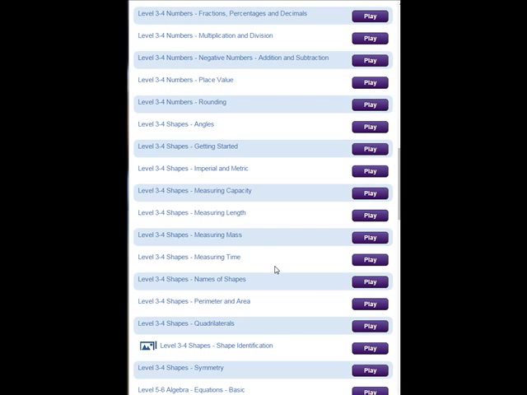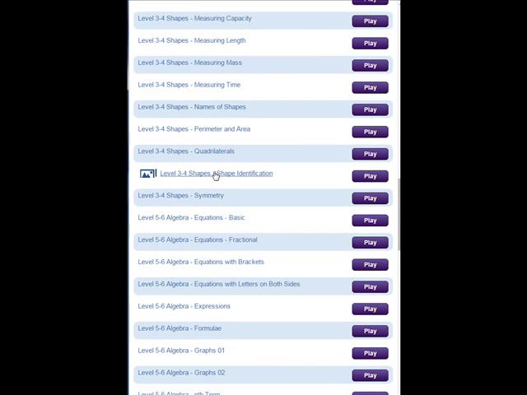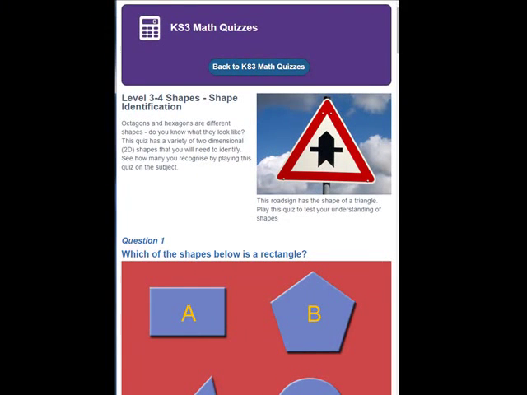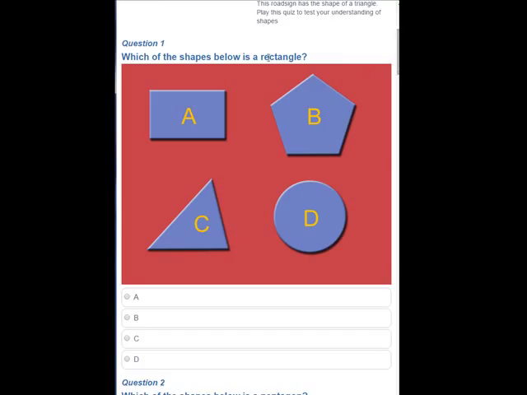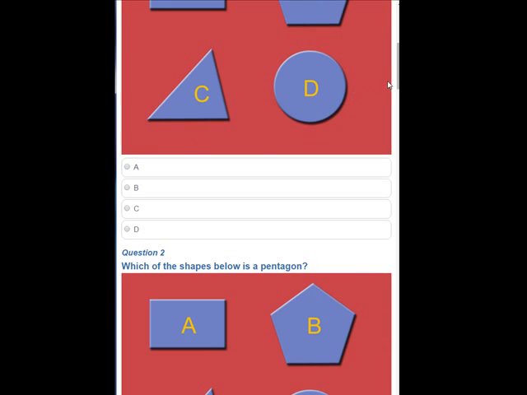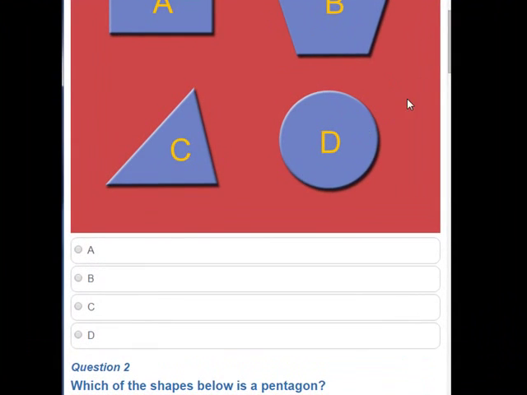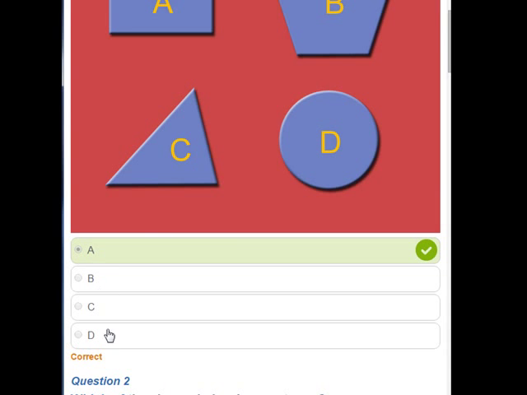So like we've said, there's a wide range of quizzes. One of the quizzes is shape identification, and this is a good way for us to take a look at a quiz that has shapes in the question. For instance, which of the shapes below is a rectangle? And here you have 4 options: A, B, C, and D. So you would of course choose what you believe is the correct answer, which is in this case A.